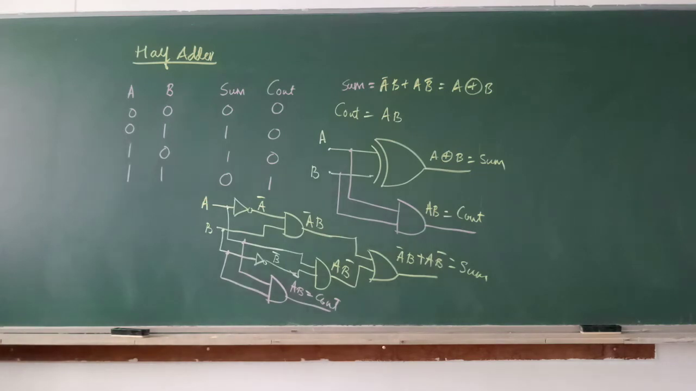Now using half adder, let us move on to the next topic, that is full adder. Okay. So half adder takes only A, B as input, only 2 bits. But full adder will take 3 bits, wherein we have A, B and C in as input, and sum and carry out as output. We will see what it is.